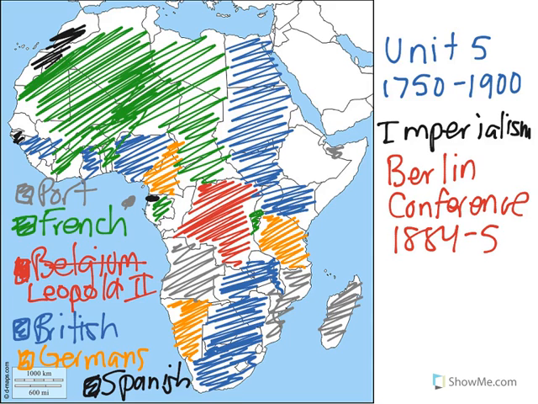We do get involved in a lot of things. Who am I missing? The Portuguese, the French, the British, the Germans, the Spanish, the Italians. Where's Ethiopia? I'm missing one. But anyway, as we can see, most of Africa was colonized with the exception of Liberia and Ethiopia.